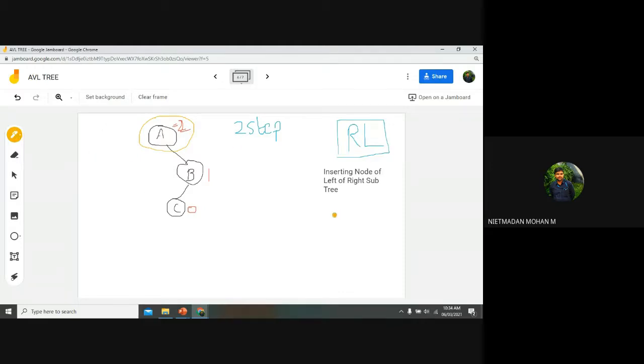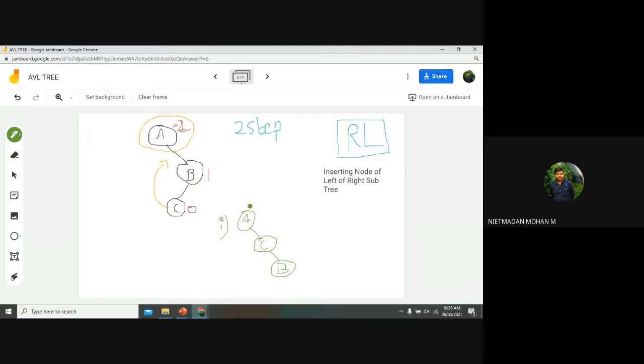So inserting a node in the left of the right subtree. When you insert this C, this collision has happened. So it means inserting a node in the left of the right subtree, so a two-step process has to occur. First step, we want to rotate this to the right. So here it will consist of A, C, and D. This is the first step when you are rotating the C over here.